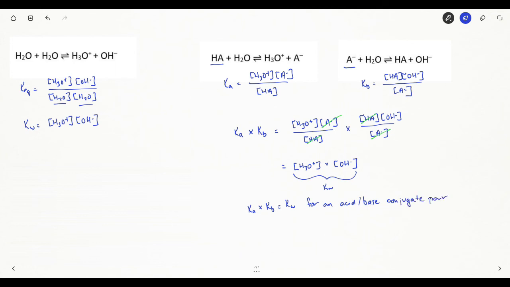Now I do want to be really clear that this is for a conjugate pair. So if I were to multiply the Ka for hydrofluoric acid times the Kb for ammonia, I would not get Kw. This must be for a conjugate pair. This is very helpful because usually when you look up equilibrium constants in a table, you will only get Kas. However, you can convert them to Kbs through this expression.